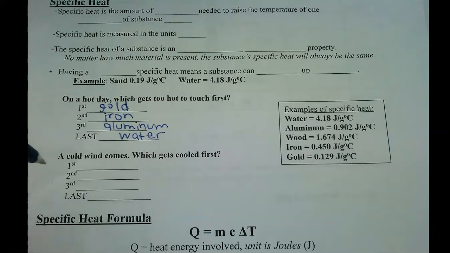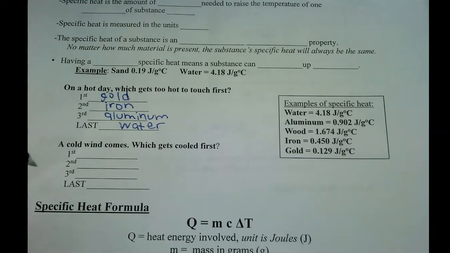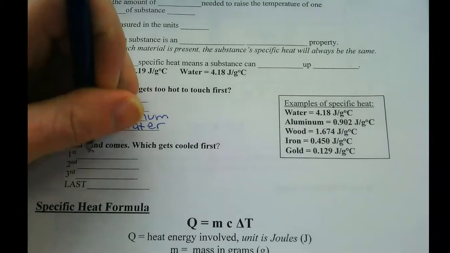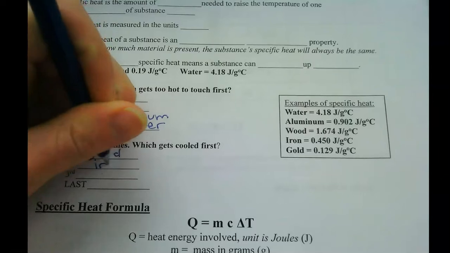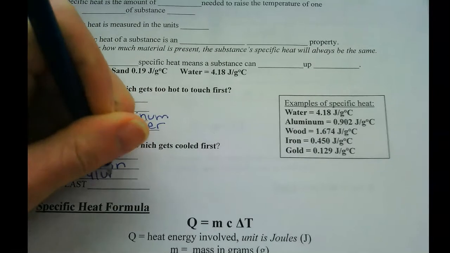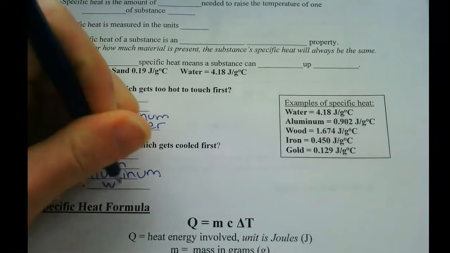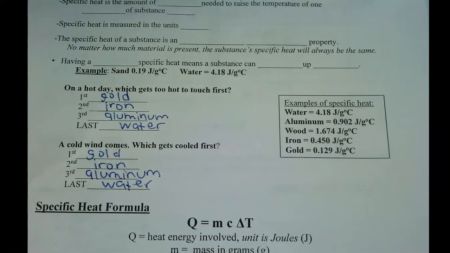So next one, a cold wind comes, which gets cooled first? Guess what? These orders match. So if something has a specific heat that is very low, it will heat up first, and then it will also cool off first. This is why if you've ever gone to a playground in the summer, sometimes those metal slides can get burning hot, but in the winter they're going to be freezing cold. So same list: gold, iron, aluminum, and last would be water. Wood would be in between.